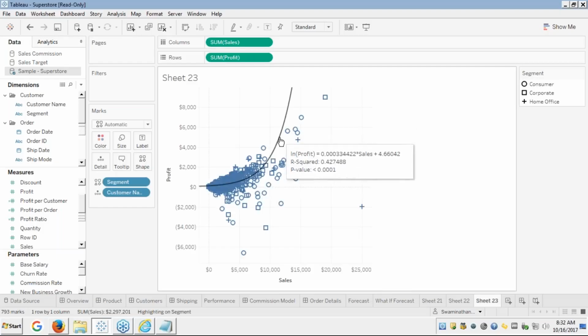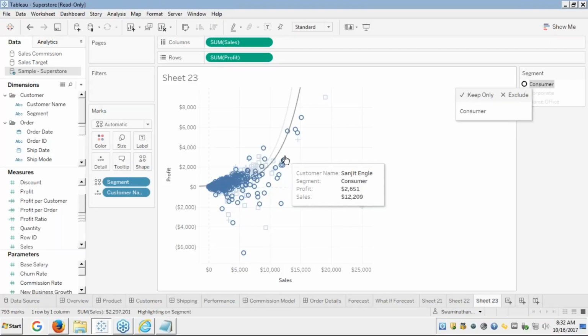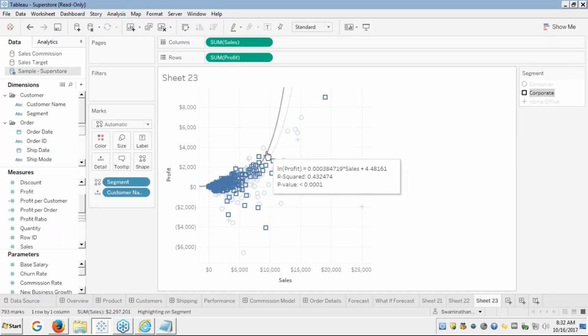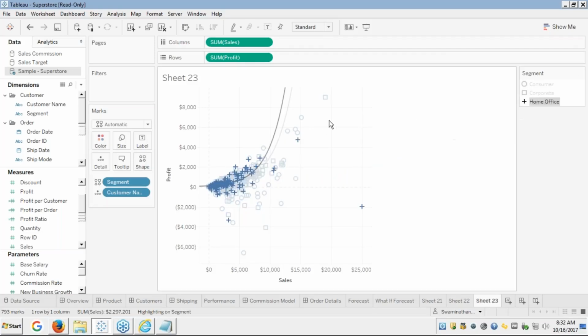So this is the exponential model, friends. You can just see my R squared value. R squared value is looking even better than my logarithmic model in an exponential model. So this is how my data trend looks for my consumer segment. 0.39 is my R squared value, which is not good, it's okay. And here we see for corporate, this is how it is. And for home office, this is like 0.57, which is really looking good for home office.